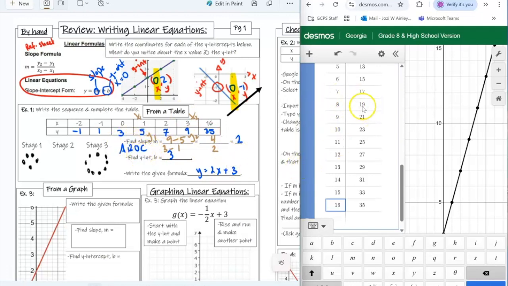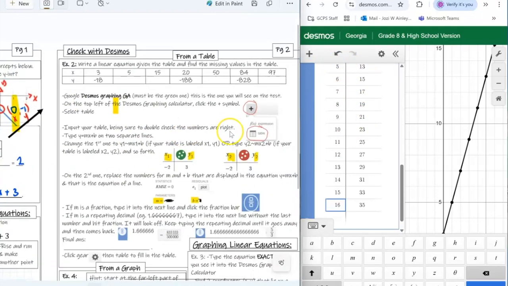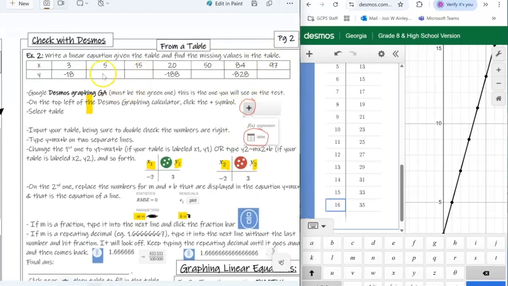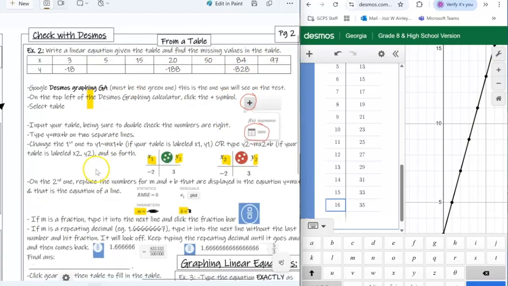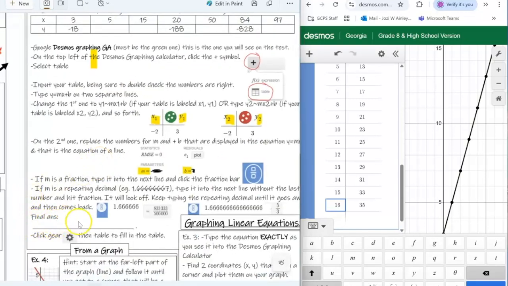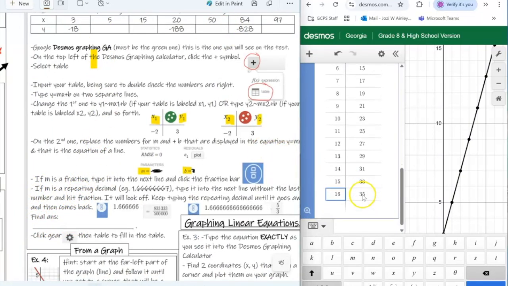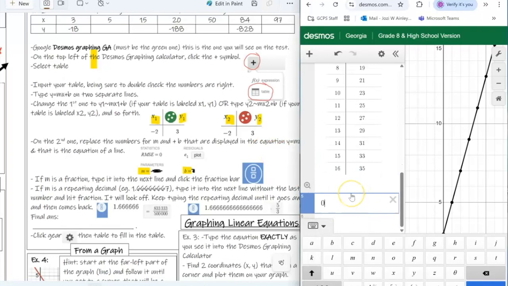But for right now, the biggest thing is, are you able to use the Desmos calculator? So again, you are completing example 2. Please complete the missing values in this table. Please write the linear equation for this table. And then again, the last thing is I wanted to know 0.333 repeating as a fraction. What is it? Let's practice.